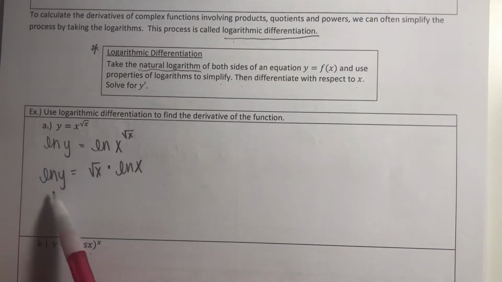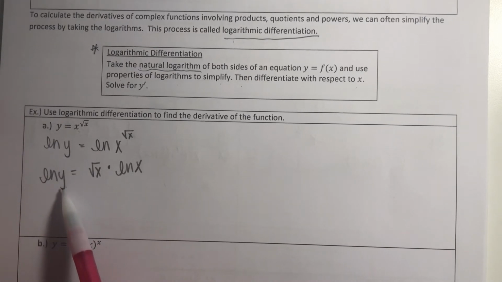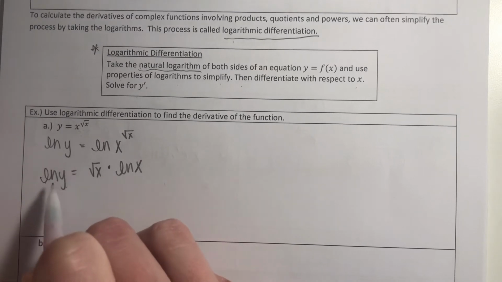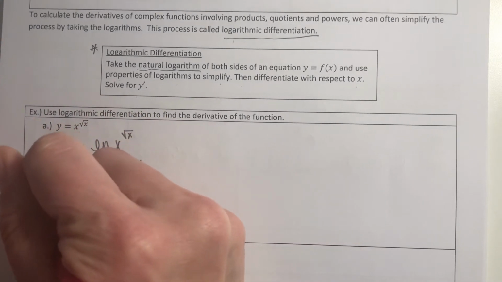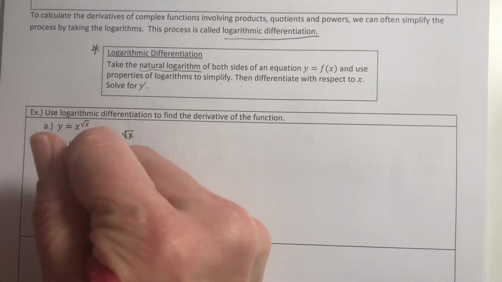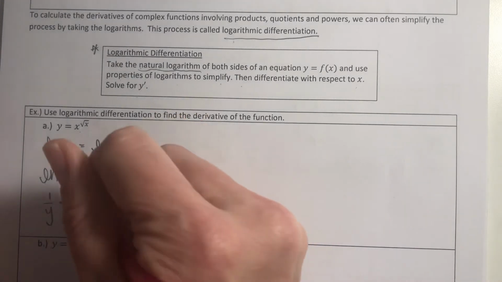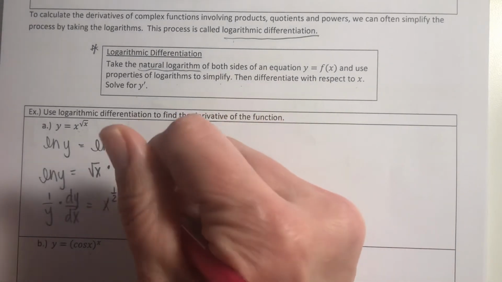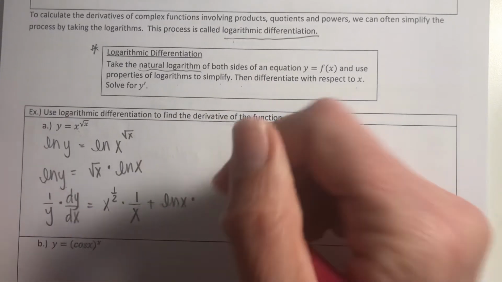And from here I don't have y by itself, so I am going to be dealing with an implicit function. In dealing with an implicit function, I need to use implicit differentiation. So the derivative with respect to x of ln of y is going to be 1 over y times dy dx is equal to, and taking the derivative here, we're going to have to do the first term times the derivative of the second term. The derivative of ln of x is just 1 over x, plus the second term times the derivative of the first.